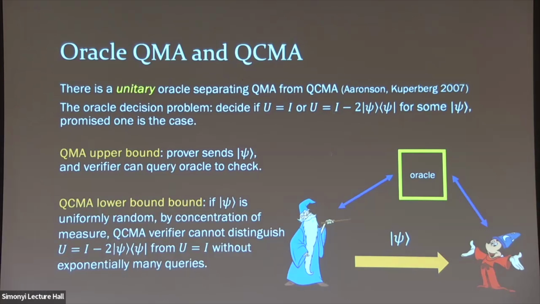So think of ket psi as a uniformly random quantum state, right? The verifier has no idea what it is. And this is a random vector in a Hilbert space of dimension 2 to the n, which is extremely large dimensional. And if the verifier is only getting some classical string with only poly little n bits of information, intuitively that shouldn't help the verifier locate where this random state is. So by concentration of measure arguments, a QCMA verifier cannot distinguish between these two cases without making exponentially many queries to the oracle.